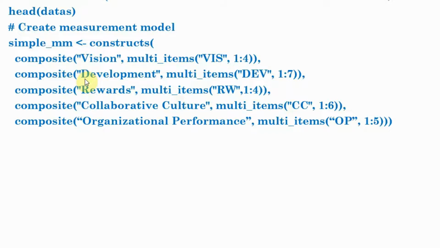Vision is one of the constructs, development, reward, collaborative culture, organizational performance. These are the names of the constructs that I want to show in my model. But these are the names that I have given in this data sheet here. Viz 1, 2, 3, 4. Dev 1, 2, 3, 4 up until 7. Similarly for the rest of them. Now there are multiple items measuring this particular construct. Make sure you are well aware of the brackets, the commas, because anything you miss will result in an error.